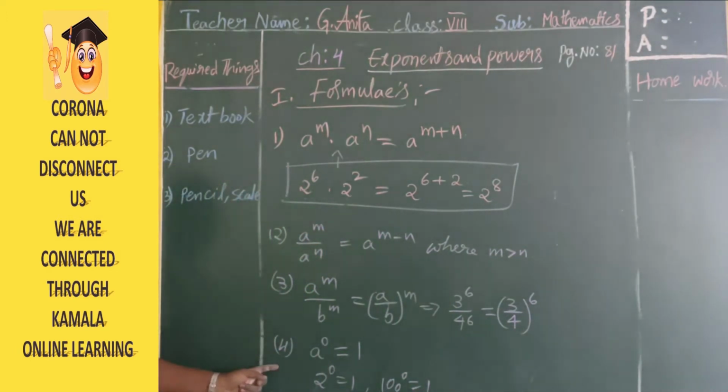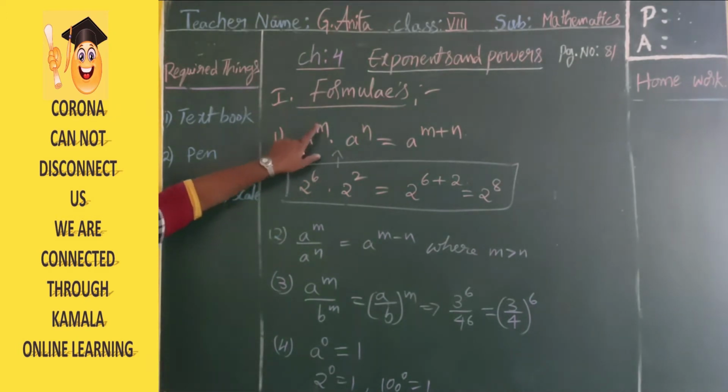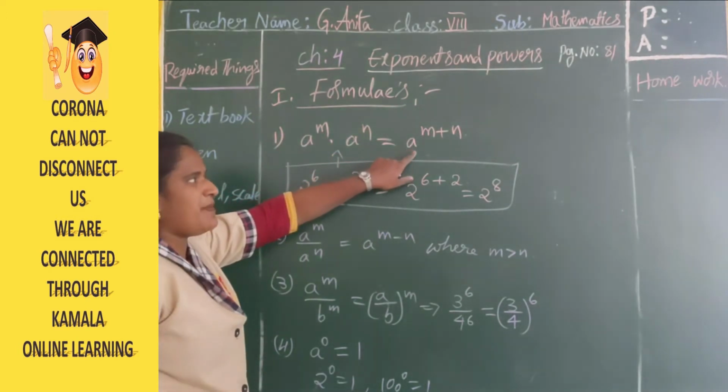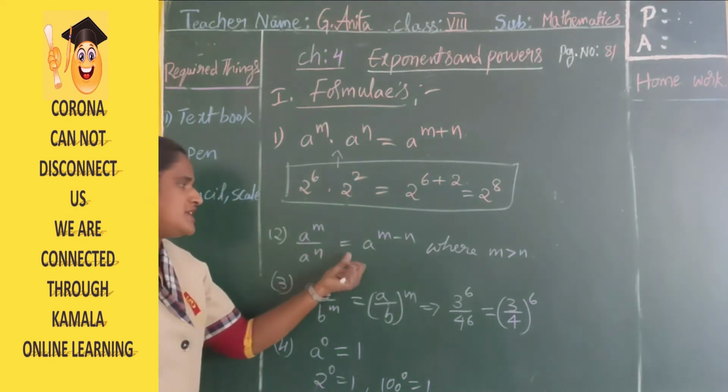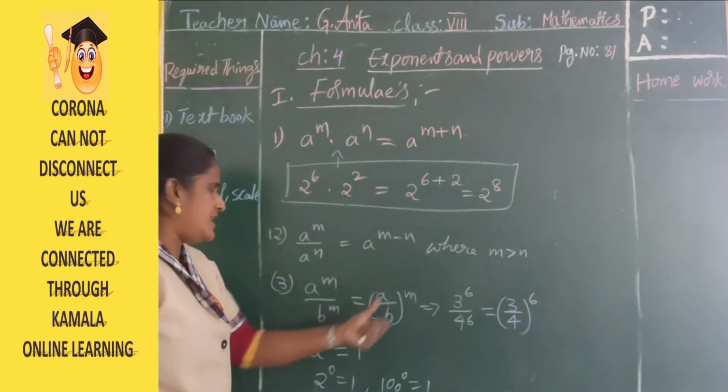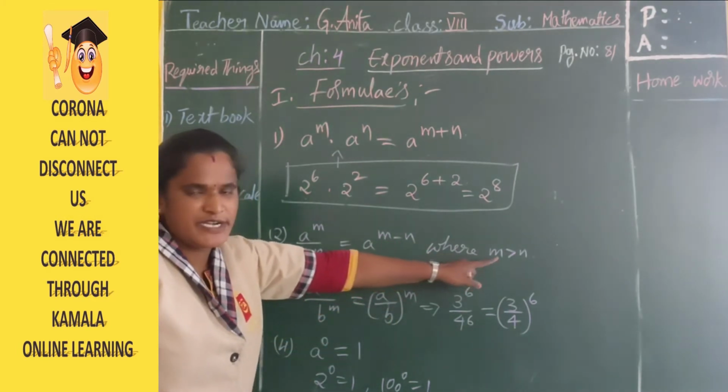So these are the 4 formulas. First formula is a power m into a power n is equal to a power m plus n. Second formula is a power m by a power n is equal to a power m minus n, where m is always greater than n.